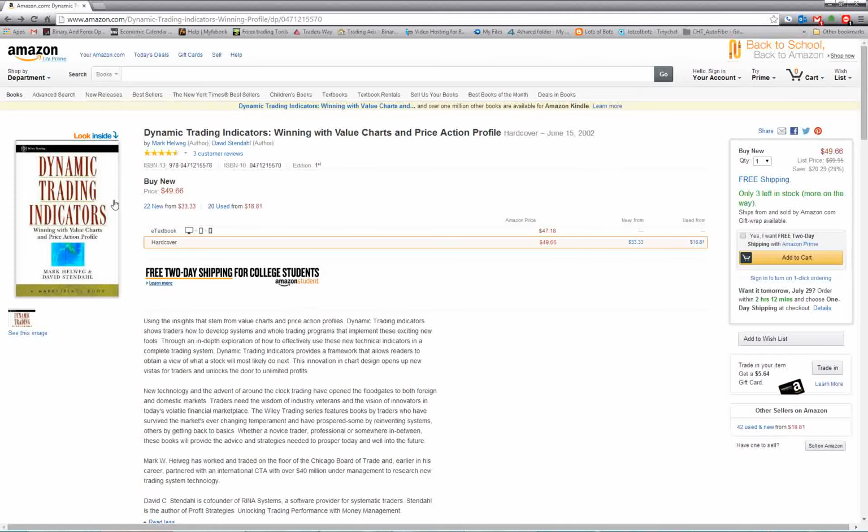One of the parts they go through in the chapters is how to combine Value Charts for trend trading and reversal trading with other indicators, and it shows you basically how to make your own complete trading system, and once you've set it up, how to backtest it, how to run it, and how to make sure it works well together.